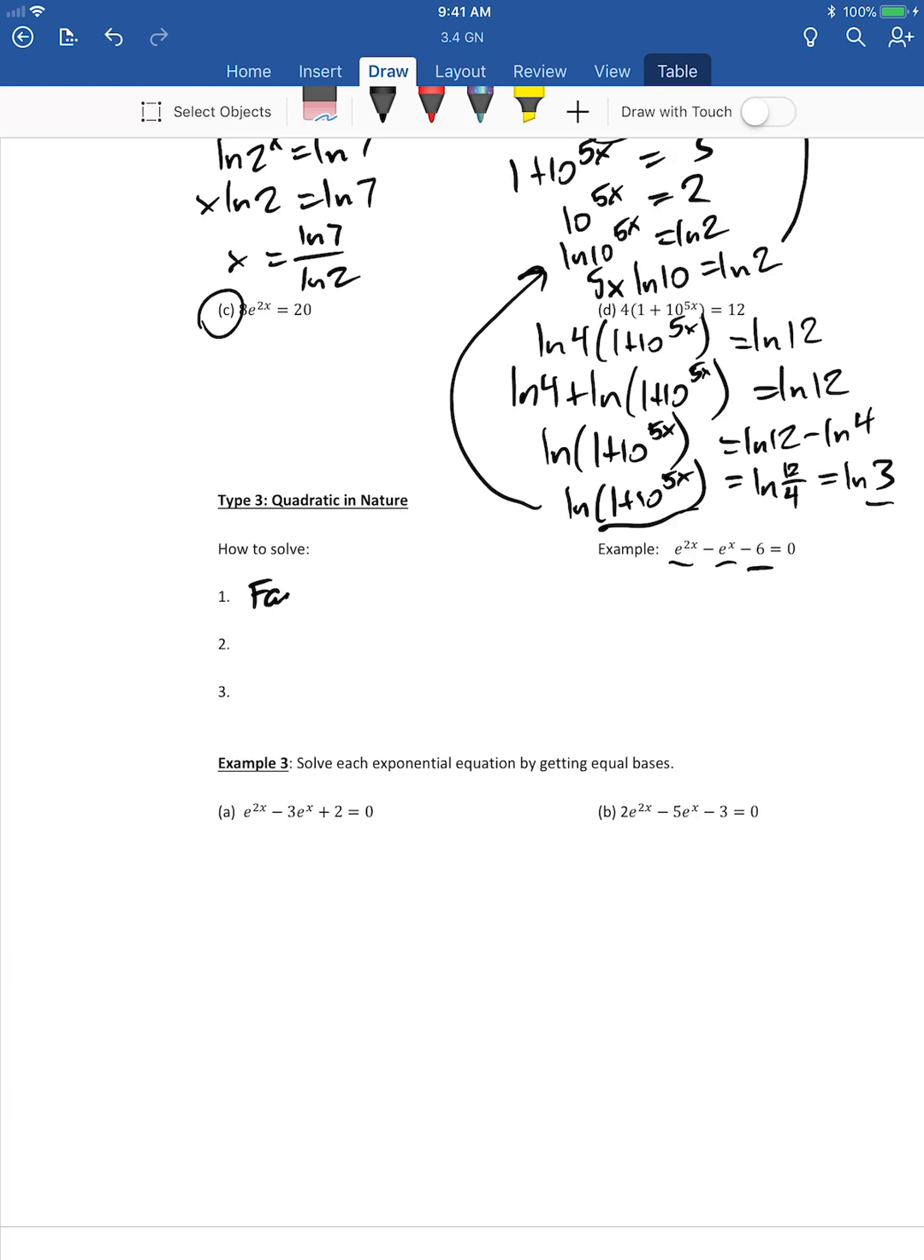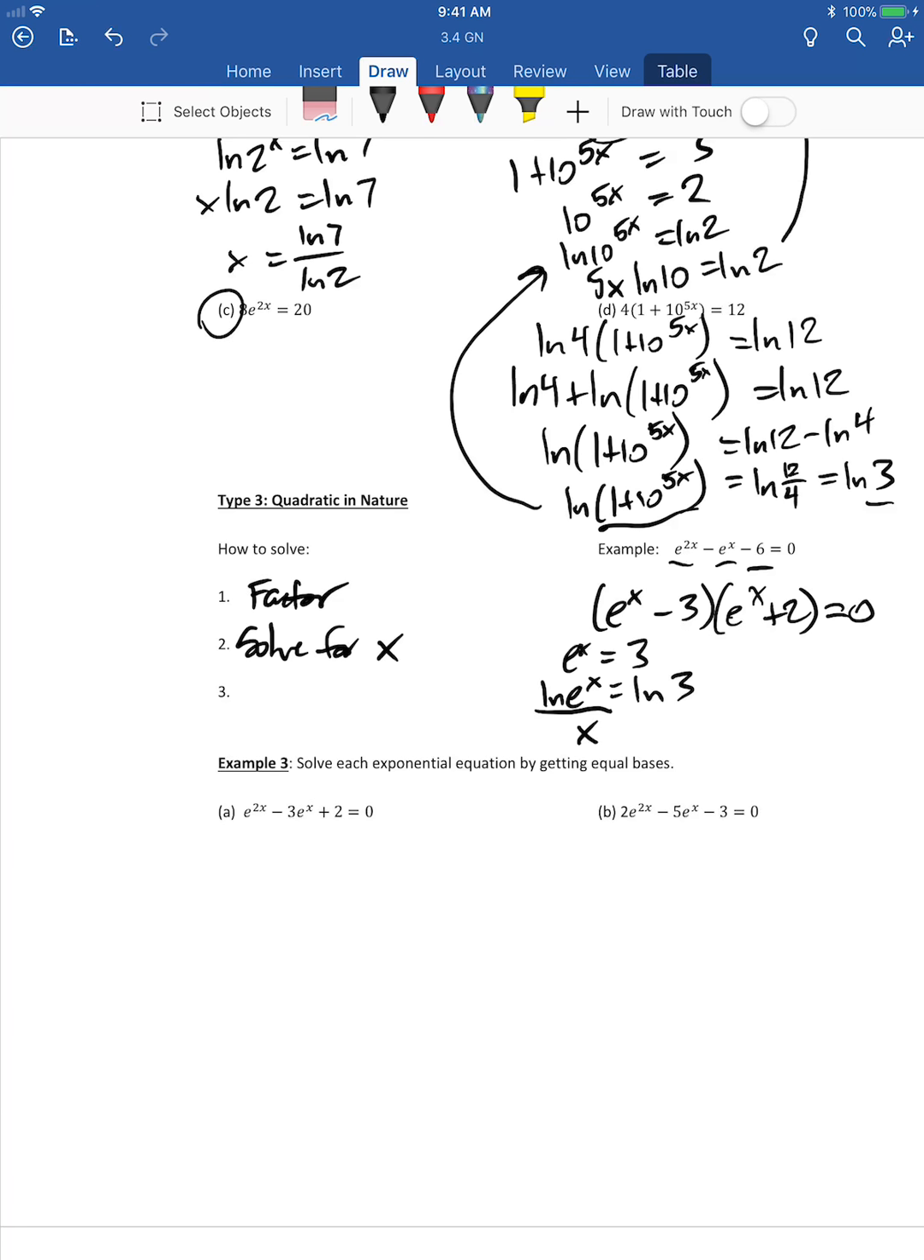I factor. You see this factors very nicely. I'll have e to the x minus 3 times e to the x plus 2 equals 0. I solve for x. So e to the x equals 3. Take the natural log of both sides. And then over here, remember my properties of logs. This is just going to equal x equals the natural log of 3. Over here I have e to the x equals negative 2, so I have the natural log of e to the x equals the natural log of negative 2.